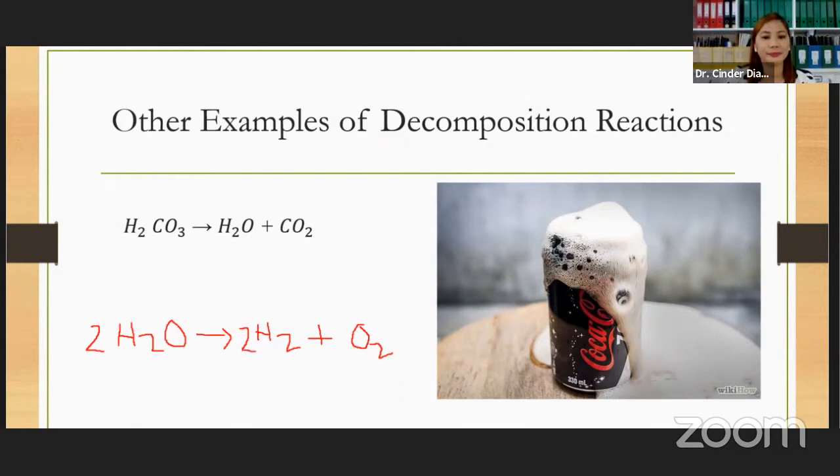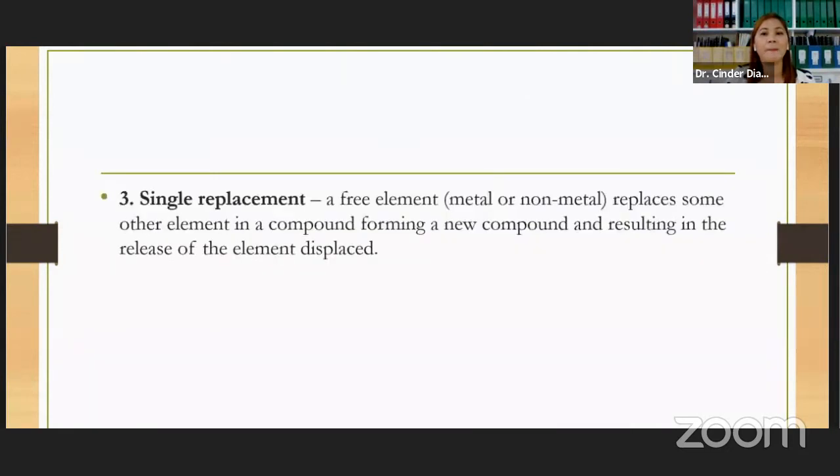Okay. Now, we will proceed to the third type of chemical reaction, which is a single replacement or single displacement reaction. Now, a free element, metal or non-metal, replaces some other element in a compound, forming a new compound and resulting in the release of the element displaced. So the general formula for a single replacement reaction is A plus BC, that will give you a product of B plus AC.